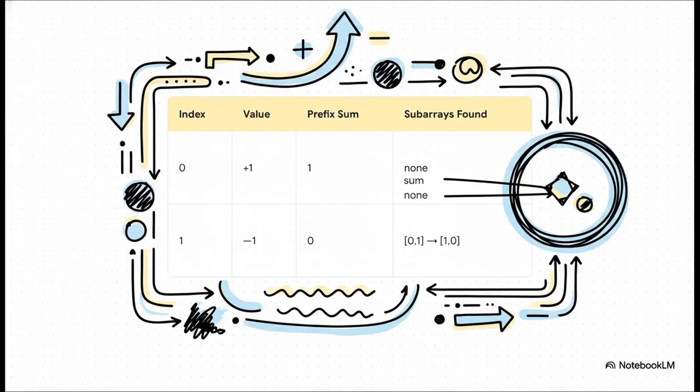Let's trace this new logic. At index 1, our sum hits 0. We look up 0 in our map, and what do we find? A list containing -1. This tells us a balanced subarray exists from that previous index, +1, so index 0, all the way to our current index, which is 1. And there's our first result, the subarray 1, 0.